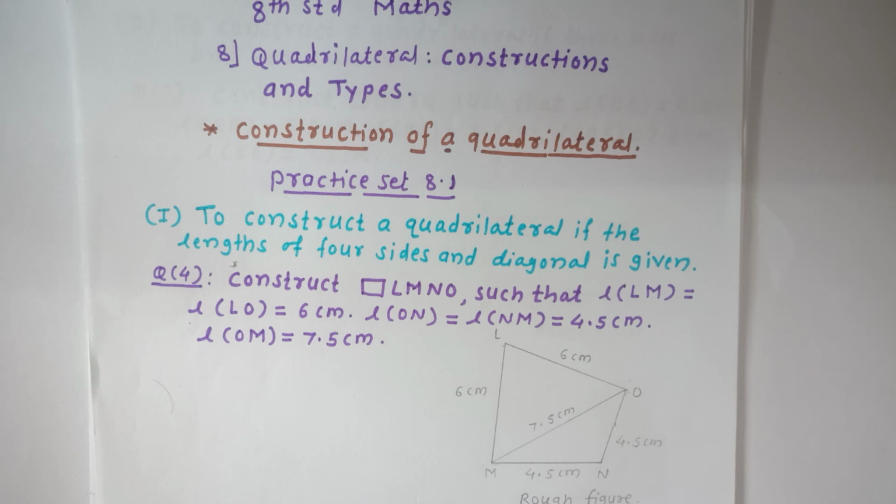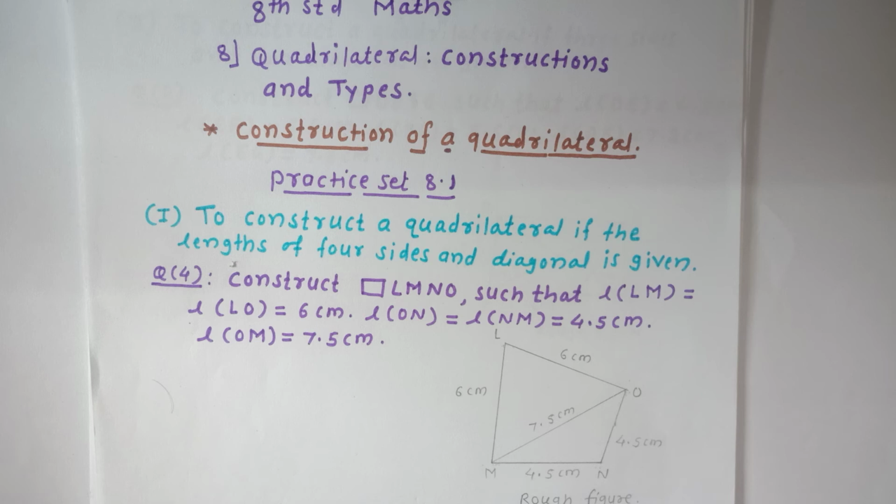In any quadrilateral there are 4 sides, 4 angles and 2 diagonals. So there are 10 elements of each quadrilateral. We can construct a quadrilateral if we know the measures of some specific 5 elements out of 10. And if we know the construction of a triangle, we can easily construct a quadrilateral. So constructions of triangles are the basis of constructions of quadrilaterals.